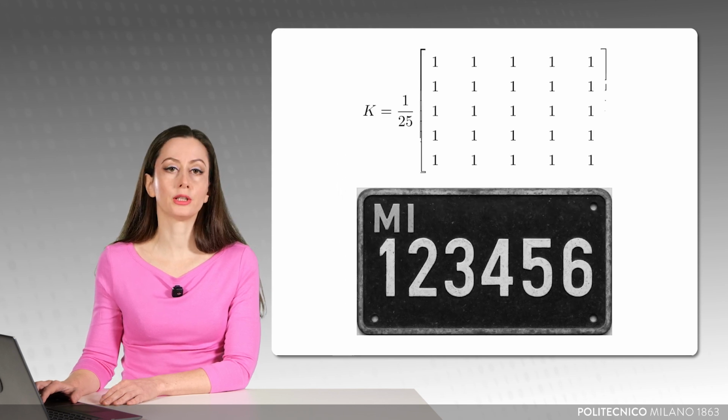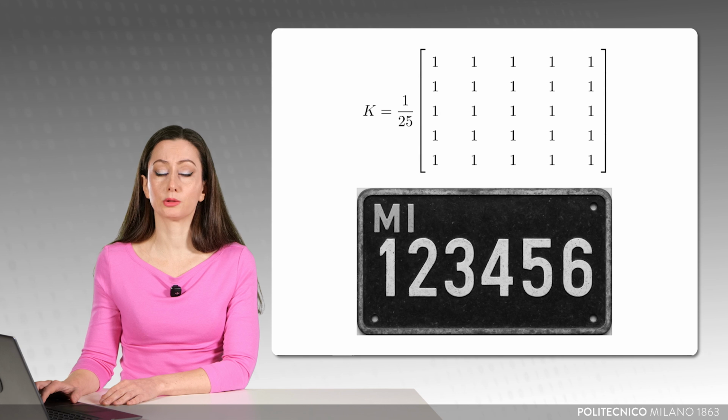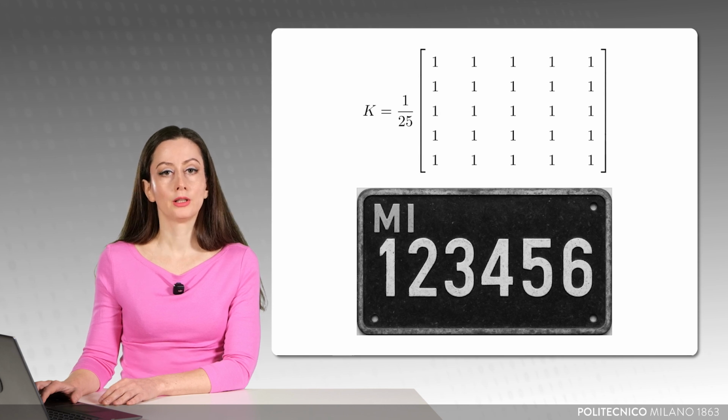Another option for blurring is to use larger kernels, like this one, which is 5 by 5. Try to modify your code to use a larger kernel and pay attention to padding. Is the blurring more pronounced now?